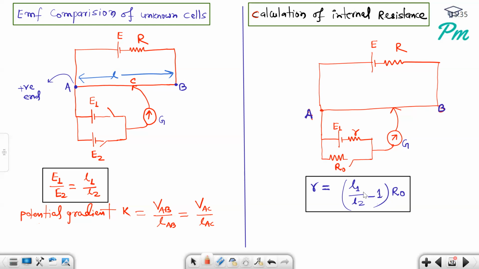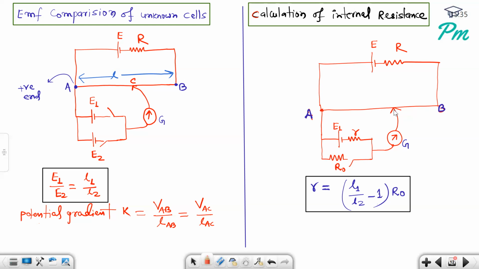Here L1 is basically the length when this switch was open. L1 was the length when this switch was open, and L1 was measured from this positive end to that end. So L1 is the length when deflection in this galvanometer is 0 when this resistance was not in circuit. It means this switch was open.